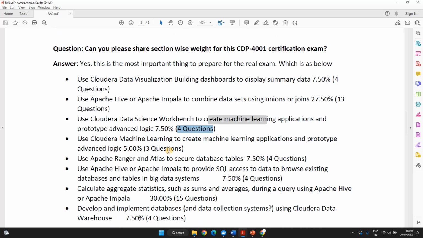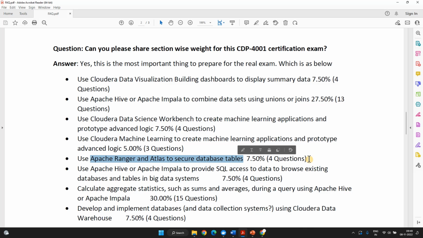Now moving to the next topic: using Cloudera Machine Learning to create machine learning applications and prototype advanced logic. You can see here, this is where machine learning things are being asked explicitly. So there will be 3 questions asked on this section. Now moving to the next section: Apache Ranger and Atlas to secure database tables.